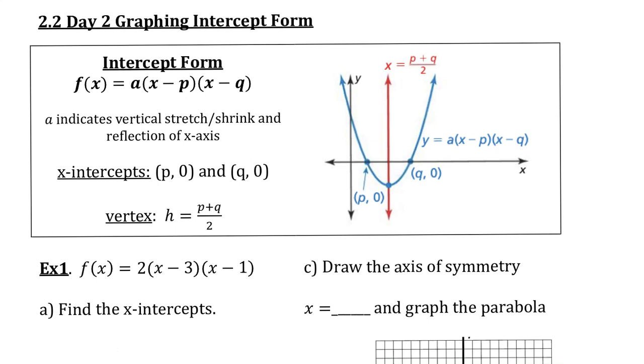Okay, the next format for graphing parabolas is intercept form. We did vertex form, we did standard form. So this is called intercept form. Now it's called intercept form because they give it to you in a factored format, which makes it really easy to find the x-intercepts.